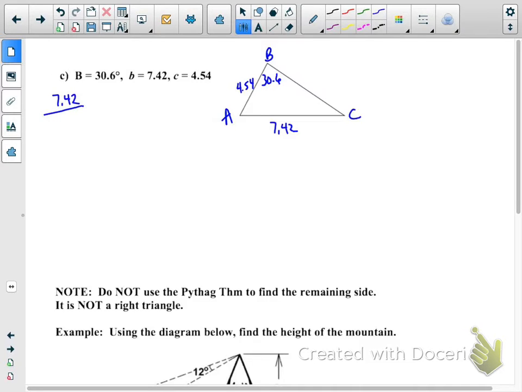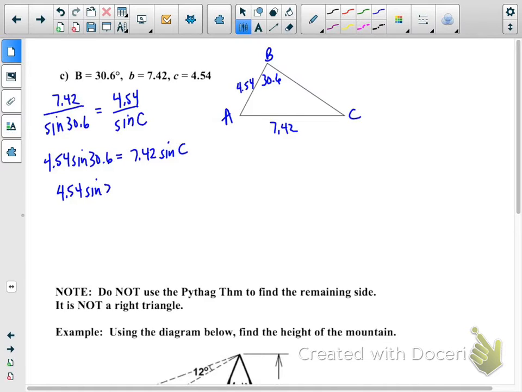So 7.42 over the sine of 30.6 is going to be 4.54 over the sine of C. Okay, so 4.54 sine of 30.6 is 7.42 sine of C. Divide to get the sine of C by itself. This one's going to be a little bit different than the other ones we've done. I'm going to end up doing an inverse of this number right here. So I'm going to put that in my calculator, get an answer, and take the inverse sine of that answer.